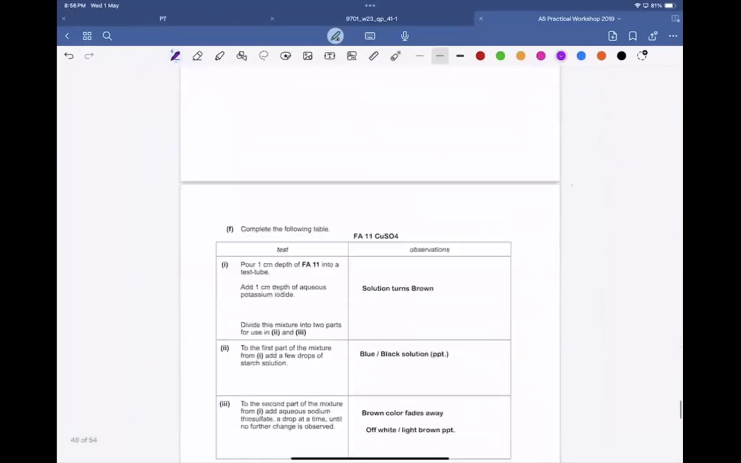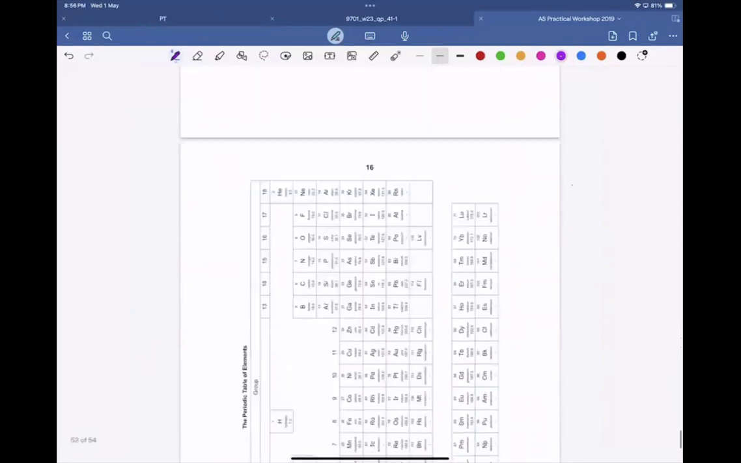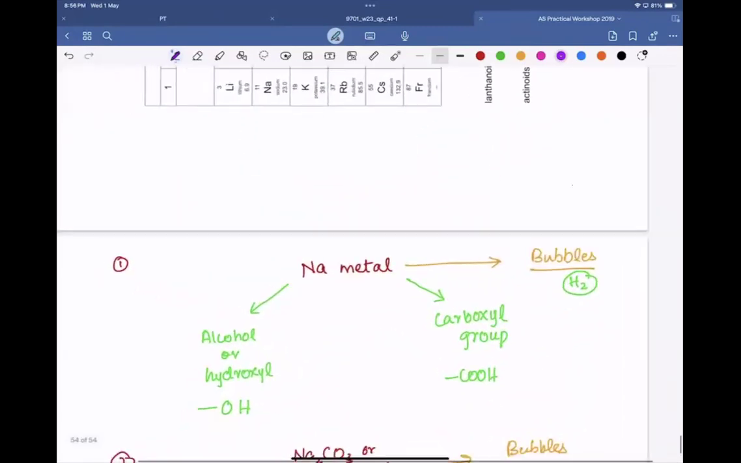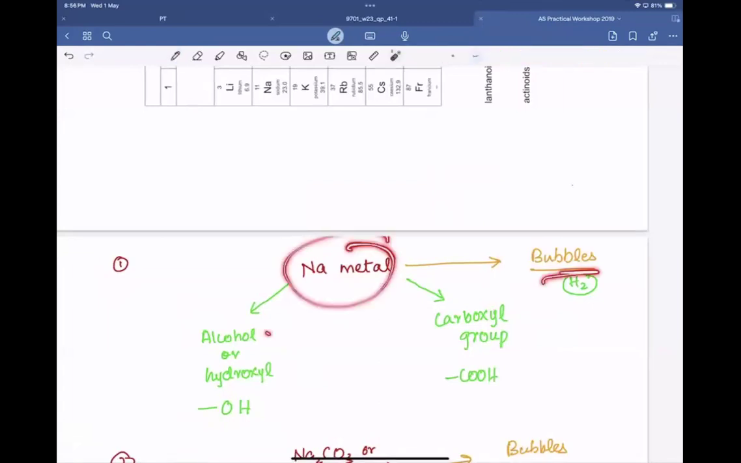Okay. Besides this, sometimes the examiner gives you the organic tests as well, so you need to remember the organic tests. For example, if you put sodium metal in an organic compound and you find bubbles, there are two possibilities: there is an alcohol or a carboxylic acid. Okay.